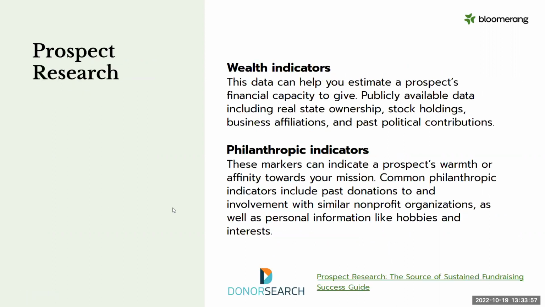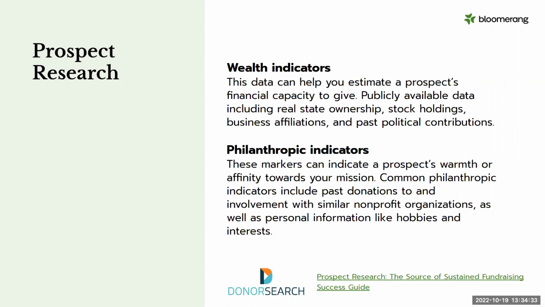In terms of prospect research, Bloomerang partners with Donor Search, a fantastic company. And what I love about them is they take a look at wealth indicators. Wealth indicators meaning this speaks to the prospects', the constituents' capacity to give. This is all based on publicly available data, including real estate ownership, stock holdings, business affiliations, even past political contributions. But this really speaks to their capacity to give.